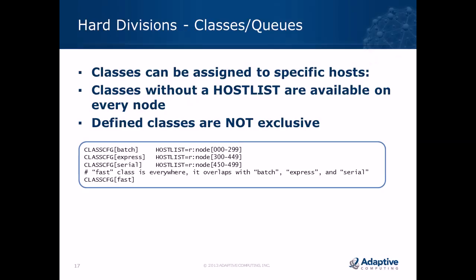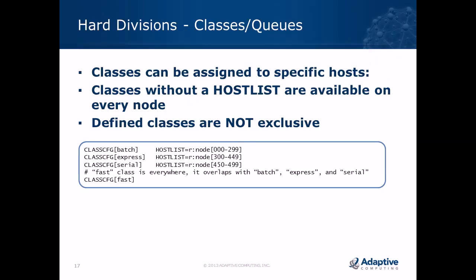Now let's say you want to change that. You want to make it so that this class is only available on a subset of the nodes. Well, you can do that using the host list. And I tend to always use the R colon rather than the X colon, because it tends to make more sense. X is an exact regular expression. R is a range. So here I'm doing a range, and I'm saying class batch is going to be on nodes 0 through 299. Express is going to be on 300 through 449. Serial is going to be on 450 to 499.